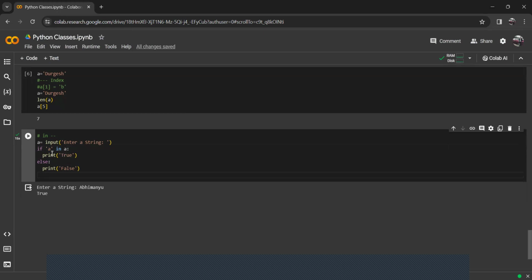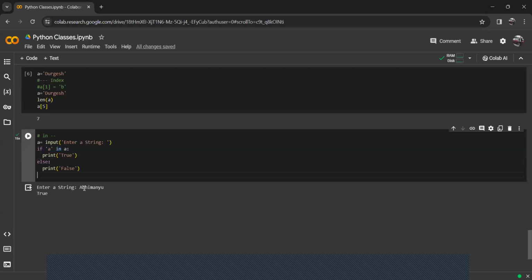Now, this is small a. So right now, you are seeing small a. So if I'm checking small a, then it will give me the position of small a only. It will not give me the position of capital A, because in Python, there is something known as case sensitivity.